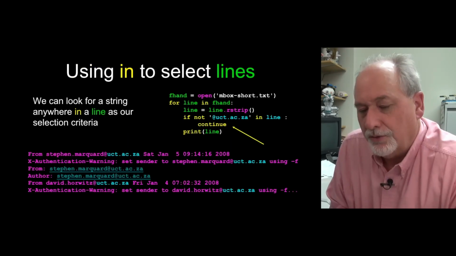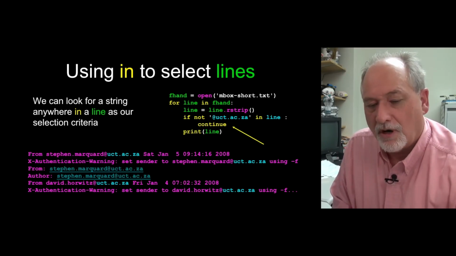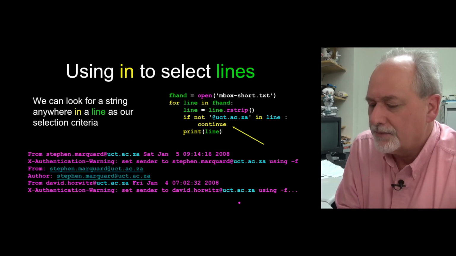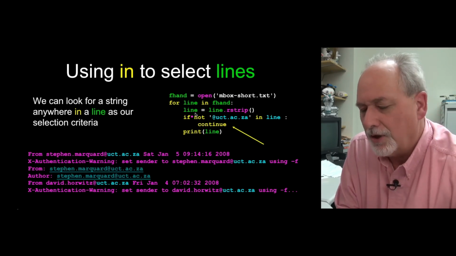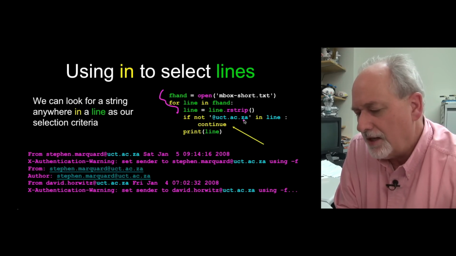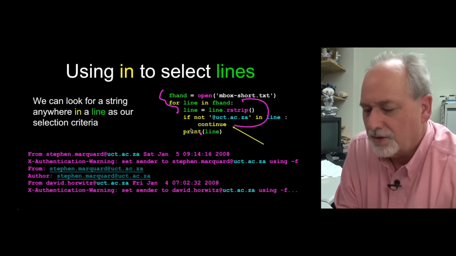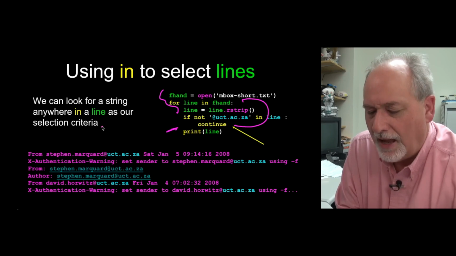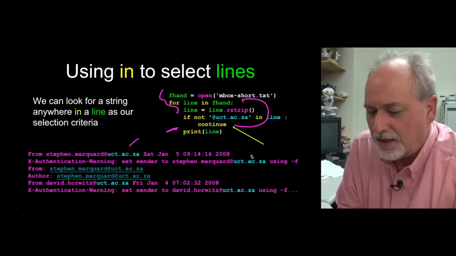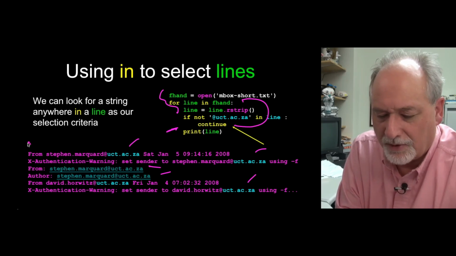So another way to select the lines that we're interested in is to use the in operator. We talked before about the in operator and how that works. So we're basically going to use the continue skipping method. We're going to read all the lines, these first few lines. If uct.ac.za is not in the line, skip it. And so this is going to print out all the lines that have the string uct.ac.za in them. And so you see this is the output of the program.